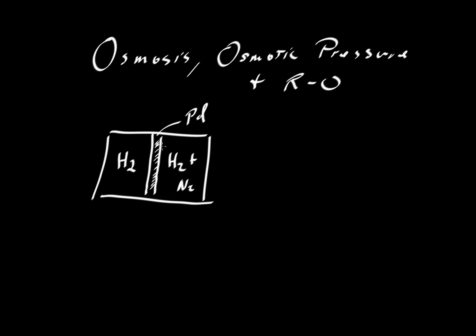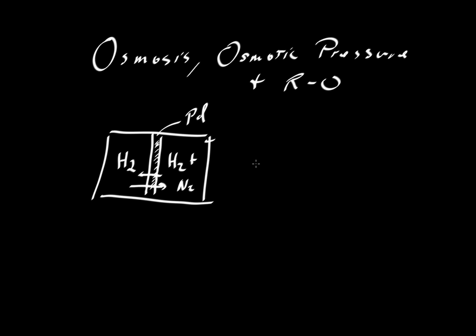So with palladium as the barrier between these two, hydrogen can move in this direction, but nitrogen cannot move in the other way. So we have one-way transport. We have one type of transport. Hydrogen can move back and forth, but nitrogen is going to be stuck in this box on the right-hand side.